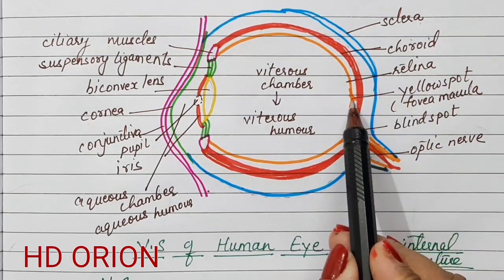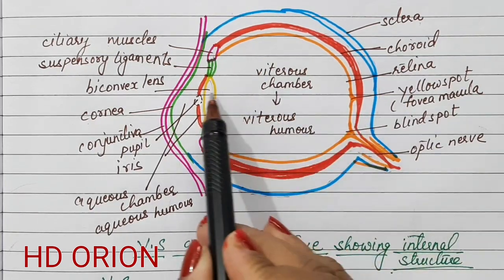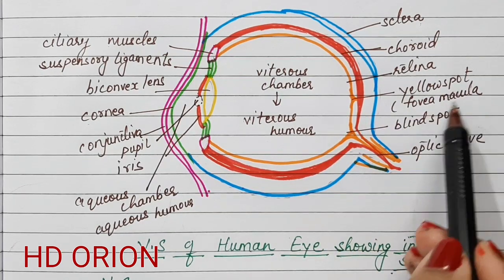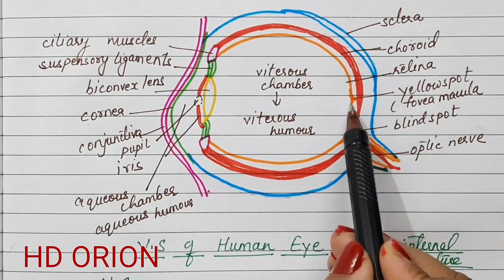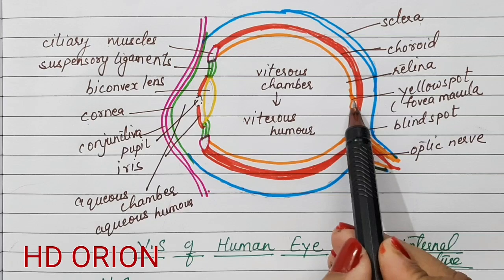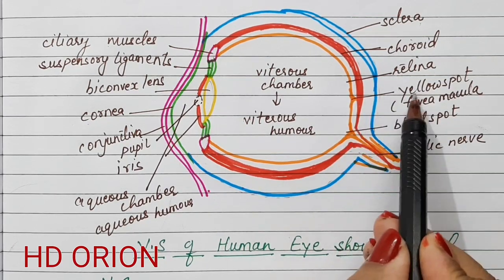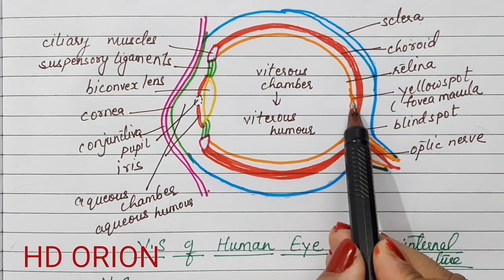So the yellow spot, which is seen over here in the eye, is present almost at the center of the retina. It is also known as fovea macula, having the concentration of cones. So this is the place where the best image is formed. So we call this the yellow spot, or the place of best vision.